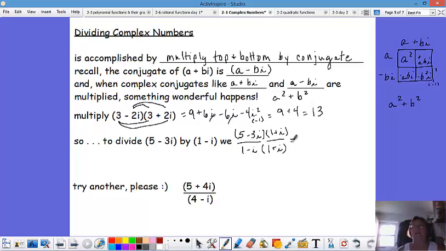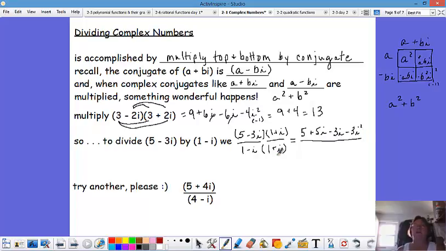And as we multiply here, we're going to end up with 5 times 1, which is 5. We're going to have 5 times i. Insides, negative 3i times 1, so minus 3i. And here, negative 3i times i, that's negative 3i squared. And we'll simplify that in a moment.